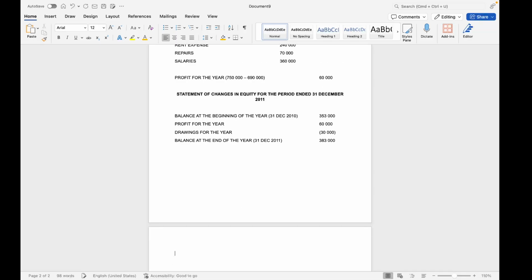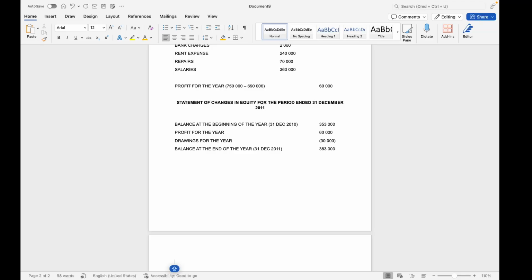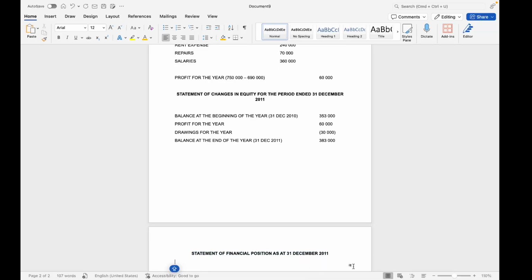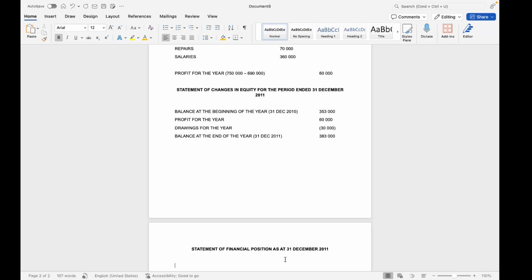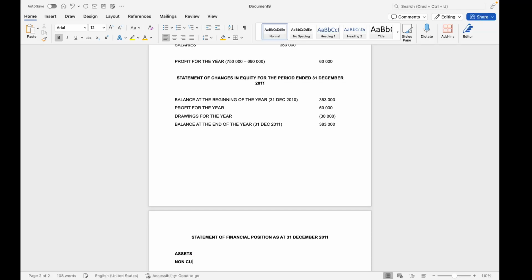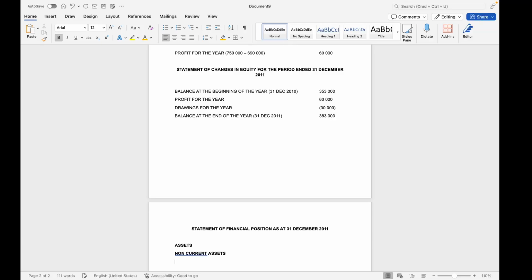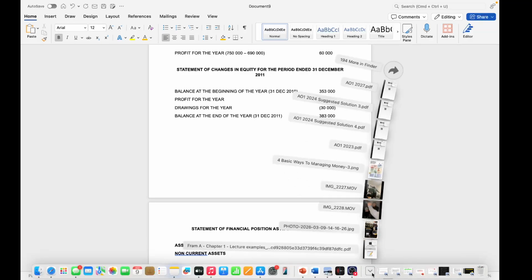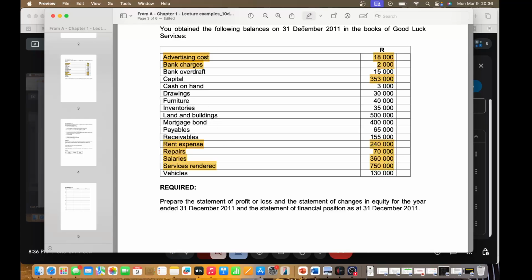So that is how we would do our statement of what? Changes in equity. Then lastly, we have the statement of financial position as at 31 December 2011, like this, right? So now, what's important to understand here is the format. We have what we call assets, and under assets, we have non-current assets, right? Non-current assets are assets that are held by the business for a period of more than 12 months. So, which are those types of assets?